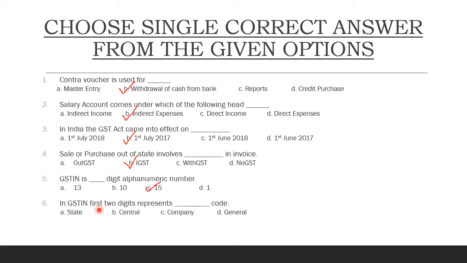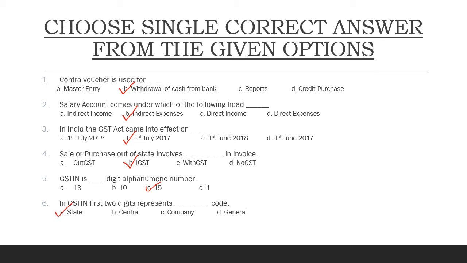In GSTN, the first two digits represent dash code. GSTN is of how many digits? 15 digits. उसमें से जो first two digits रहते हैं, that represents what? It represents your state. जैसे हम लोग महाराष्ट्र स्टेट में रहते हैं तो हम लोग का कोड क्या रहता है? 27. So the first two digits represent the state code.